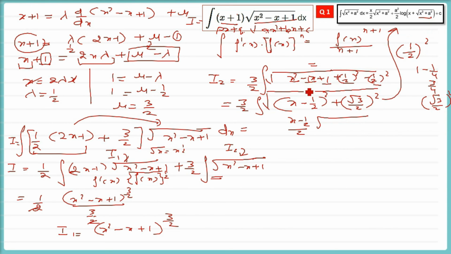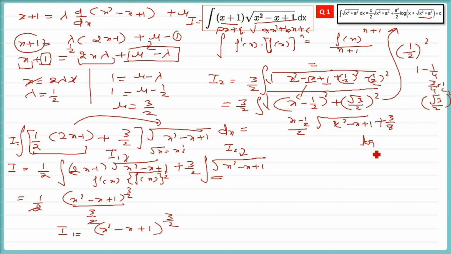This x square plus a square has come from where? It has come from x square minus x plus 1 only. We have added half square and subtracted half square by ourselves. Initially it was x square minus x plus 1 only. Plus a square by 2. What is a square? A square is already known to us. It is 3 by 4. 3 by 4 divided by 2 is 3 by 8, multiplied by half, you will get 3 by 8.